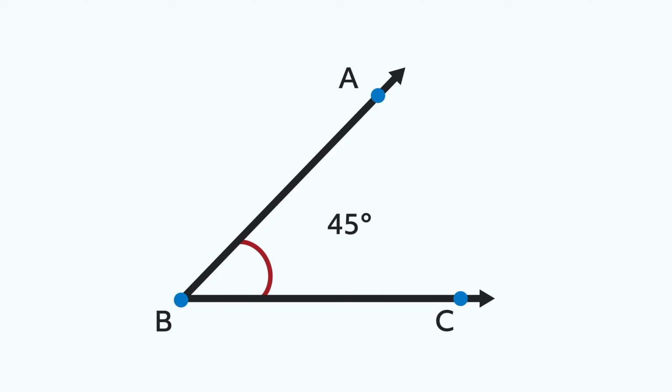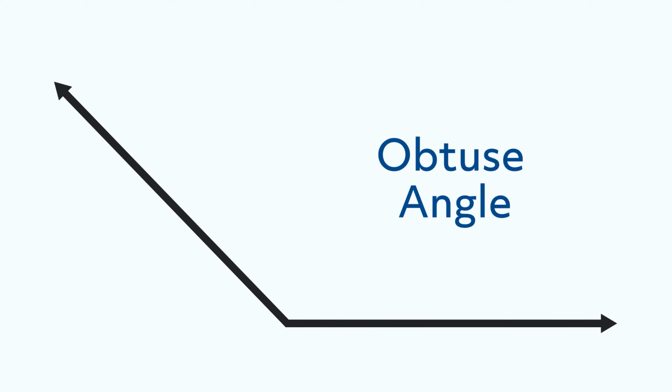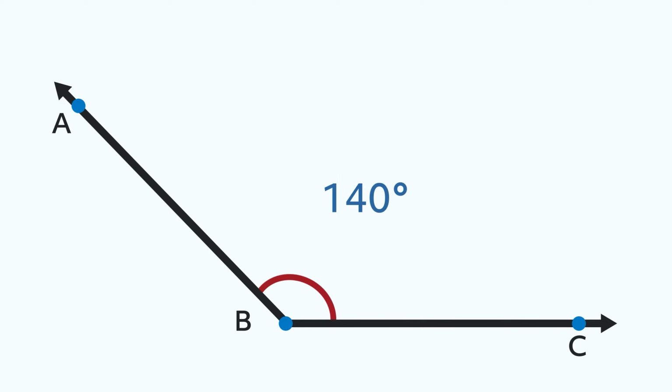If we make an angle so that it has a measure that is greater than 90 degrees, we create an obtuse angle, which looks like this. In this case, angle ABC has a measure of 140 degrees, which is greater than 90. Obtuse angles also have to be less than 180 degrees. Those are the three main types of angles as determined by measure.